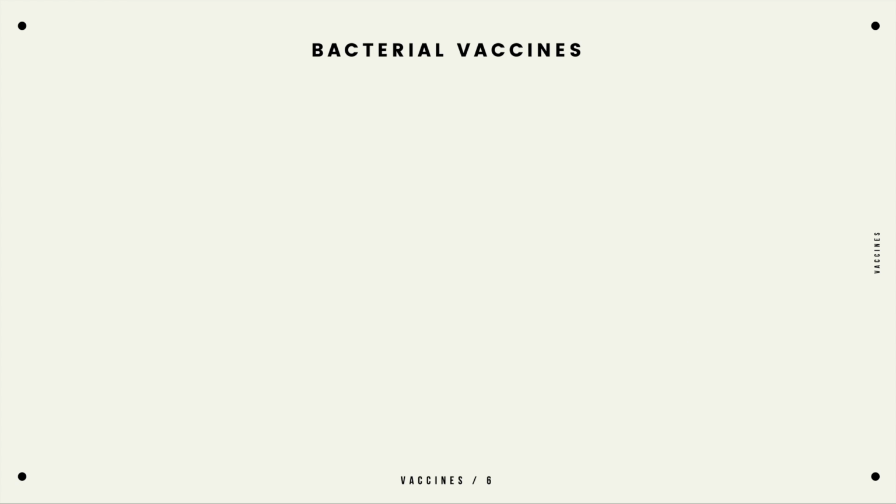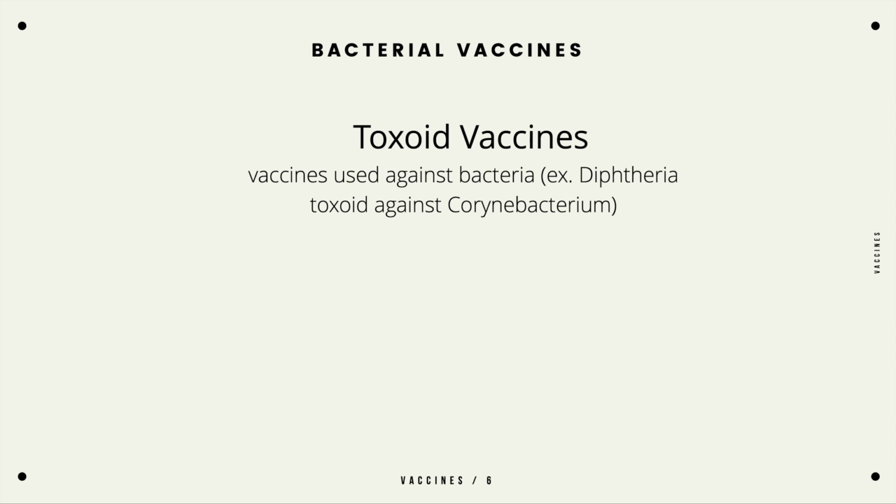There's a small number of live attenuated bacterial vaccines, for example, Salmonella and Mycobacterium tuberculosis. However, since many bacterial diseases result from toxic proteins secreted by bacteria, there are toxoid vaccines against certain bacteria. These are made from purifying a toxin and inactivating it with a chemical called formalin.